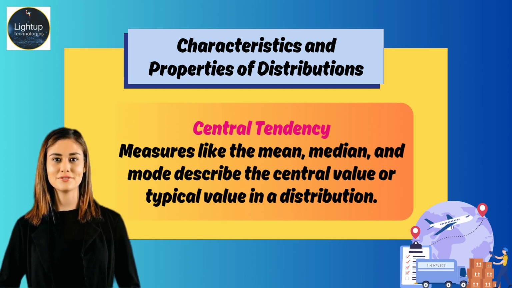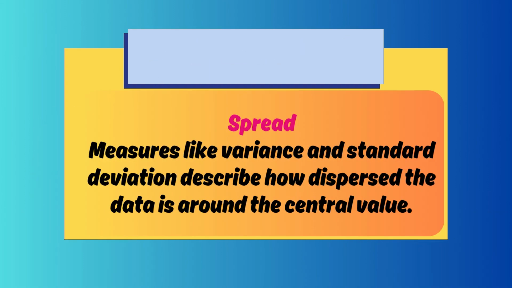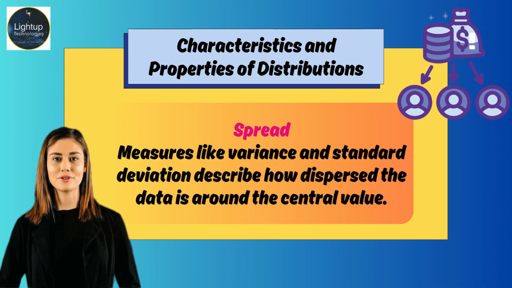Central tendency. Measures like the mean, median, and mode describe the central value or typical value in a distribution. Spread. Measures like variance and standard deviation describe how dispersed the data is around the central value.